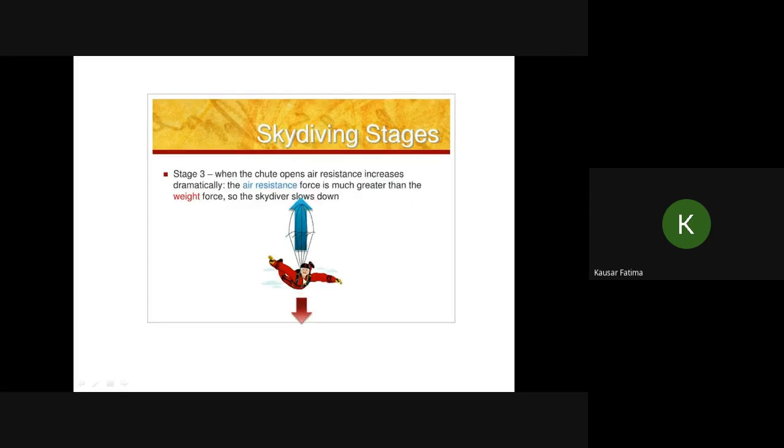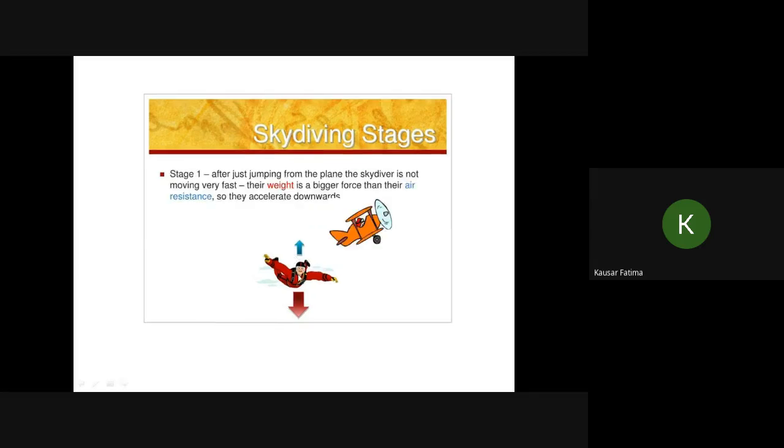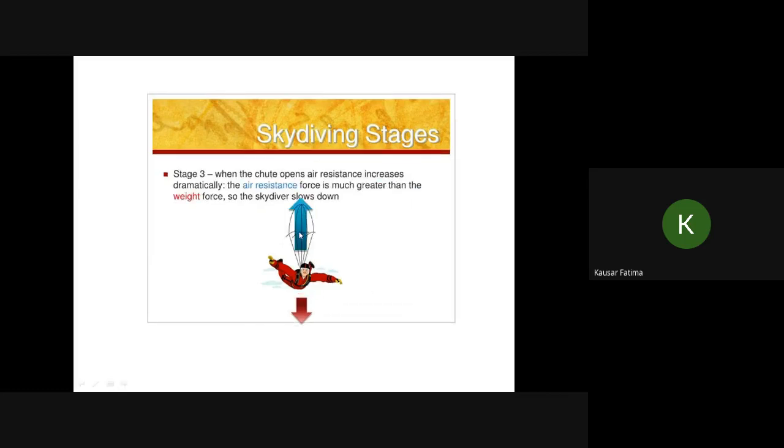Now here, since the parachute is open, air resistance will become greater than the weight. So what will happen to the paratrooper? He will slow down. Why? Because the upward force is greater than the weight. Weight will remain constant. Whatever the weight of the skydiver is, it will remain the same. So air resistance is larger, which means the resultant force now acts in the upward direction. In the previous stage, the resultant force was zero, at terminal velocity. Before that, the resultant force was in the downward direction. Here the speed decreases.